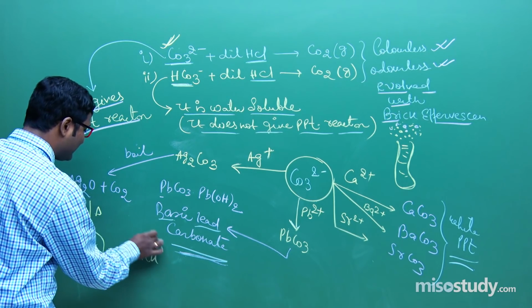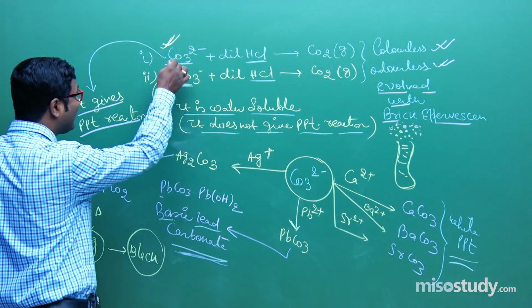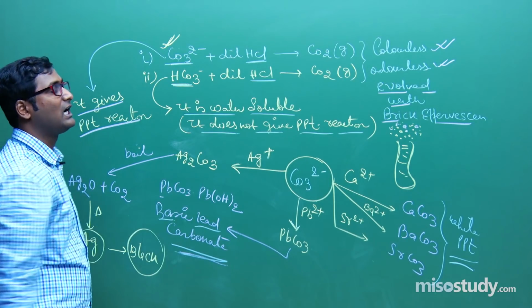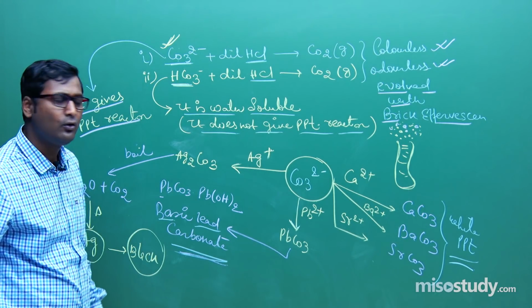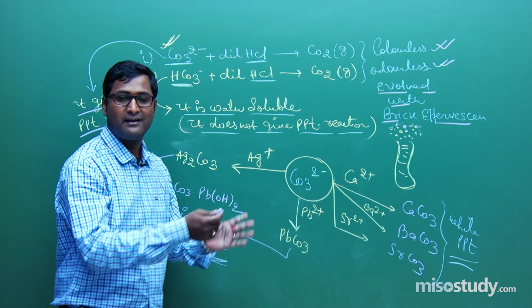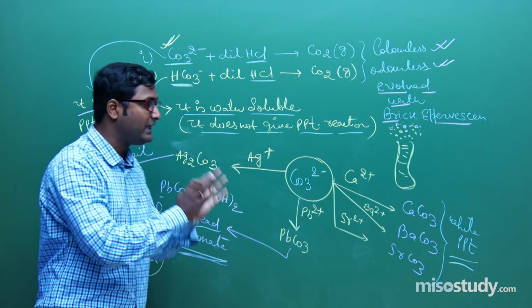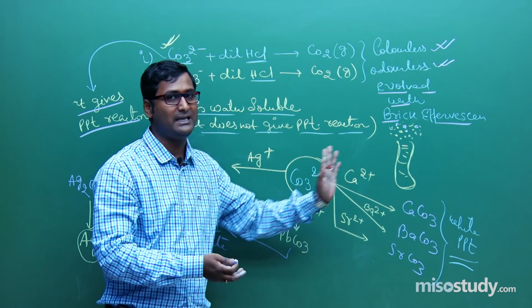Clear to you? Now I think you can easily differentiate carbonate and bicarbonate radical. Just follow the simple, layered techniques, move one by one, then definitely each and every chapter will be easy for you.